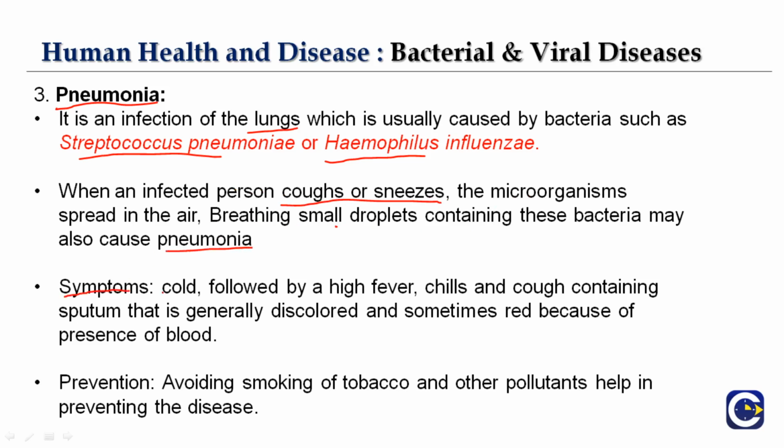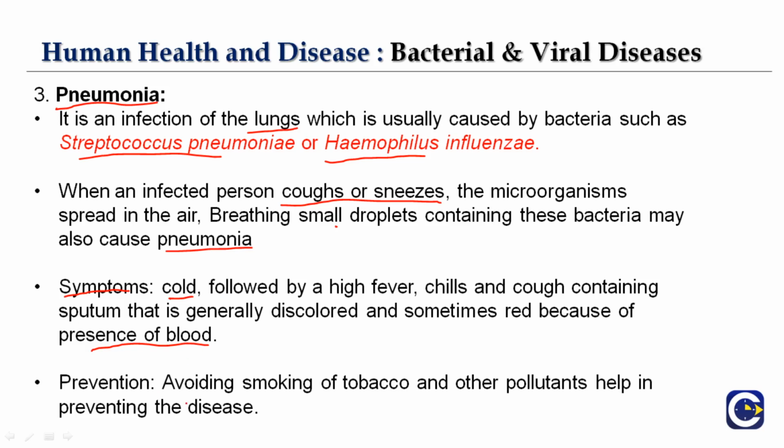So the symptoms include cold, followed by high fever, chills, cough containing sputum, and generally discolored and sometimes red because of the presence of blood. Okay, so these are the symptoms. So it's more of a cold-like symptom, but here the person will just not have running nose, something like that. It is affected with the lungs. It's the respiratory tract. So when the lungs get affected, when the disease is left untreated, as the disease moves into a severe state is where sometimes you find the presence of blood in the sputum while coughing.